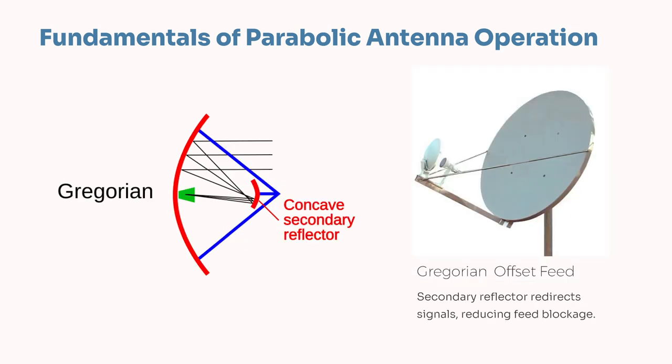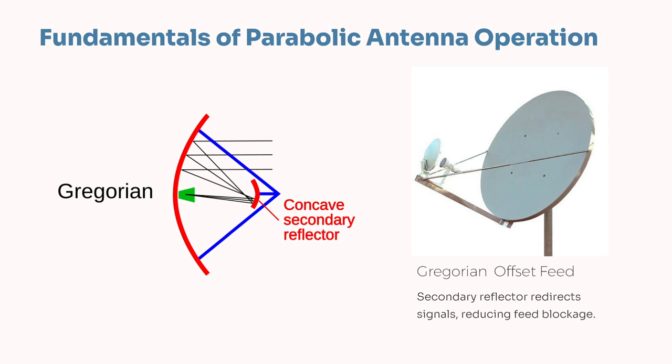In this slide, a Gregorian parabolic antenna is depicted. The main parabolic reflector, in red, functions similarly to that of a standard parabolic antenna, focusing incoming rays toward a focal point. It has a large aperture that captures parallel rays from a distant source and reflects them toward the secondary reflector.